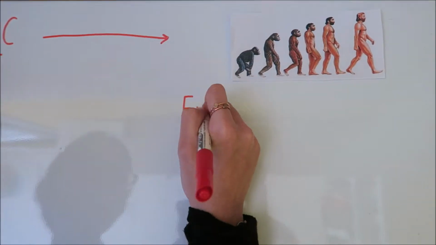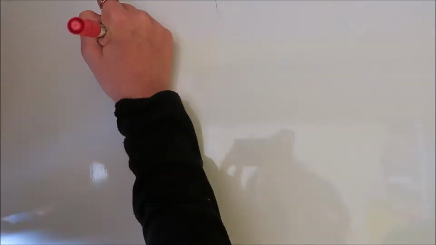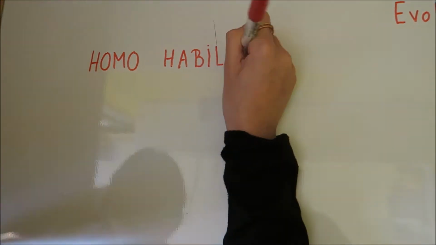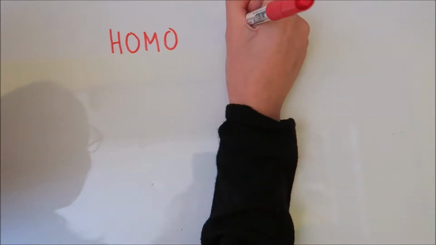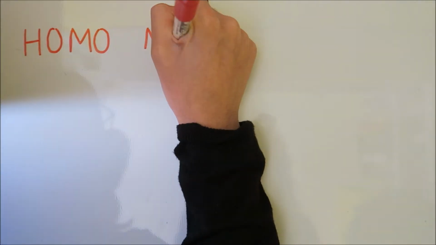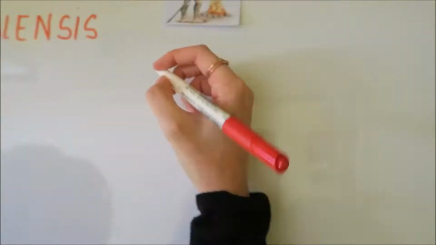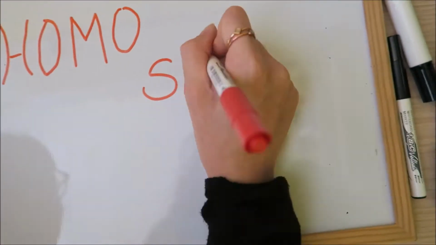The evolution of the genus Homo gave rise to several species, such as Homo habilis, Homo erectus, and Homo neanderthalensis, which eventually became extinct. The only species from this genus which evolved is our own, Homo sapiens.